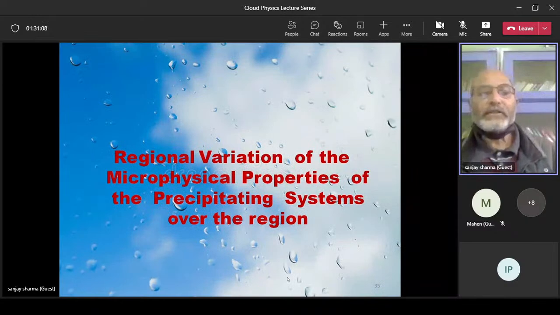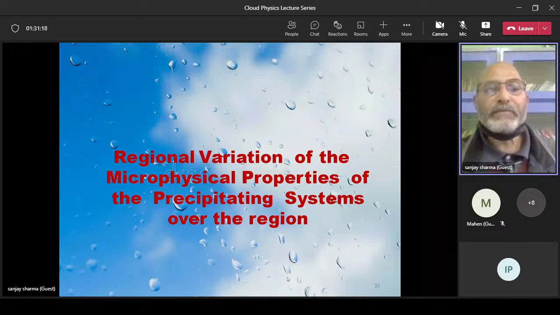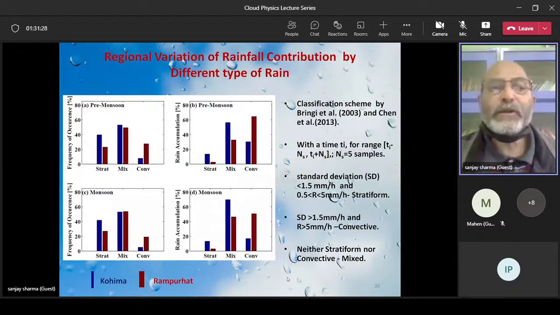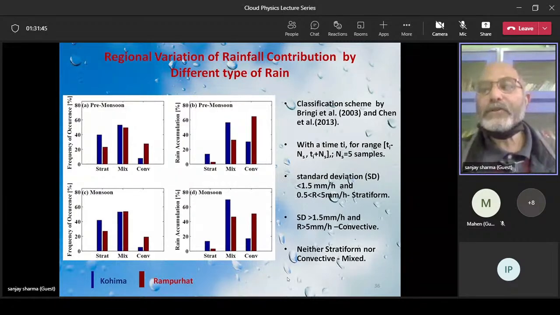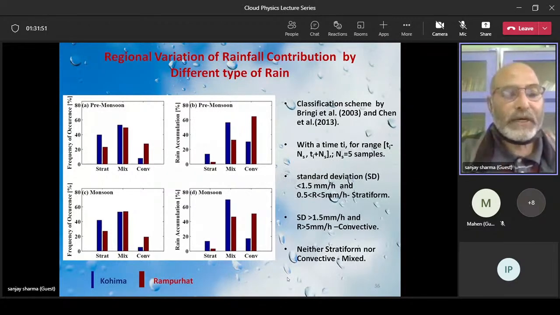Now, with the help of these instruments, once the idea about the morphological feature from the satellite observation is clear, we started looking at the microphysical properties of the precipitating system over the region. First, with the help of disdrometer observation, we classified rain into different categories like stratiform, mix, and convective. The classification scheme we used was by Bringi et al. 2003 and Chen. And here, what we observed is, blue one is Kohima, red one is Rampurhat.